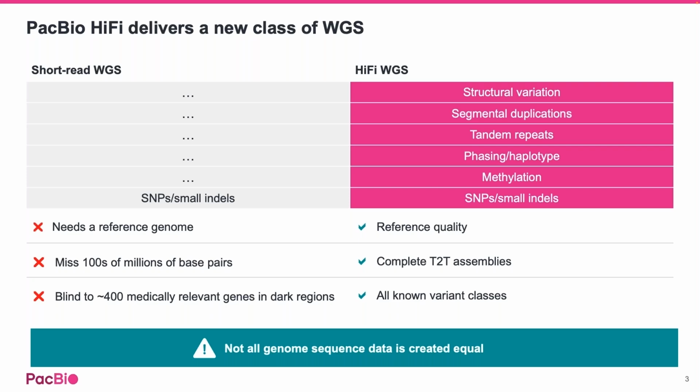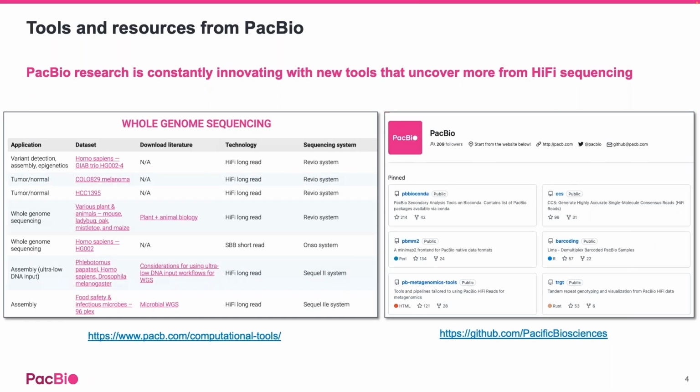It really shows that not all genome sequence data is created equal. Our journey to explore the human whole genome only begins with the high quality HiFi reads getting off the machine. The PacBio research team is constantly innovating with new tools that uncover more from HiFi sequencing. Today, if you go to the PacBio organization on GitHub, you will find a good list of tools serving applications in all areas, such as human genome analysis. Even if you are new to HiFi data or another specific application area, we recommend you go to our computational tool webpage, grab some demo data, and jumpstart exploring the technology.